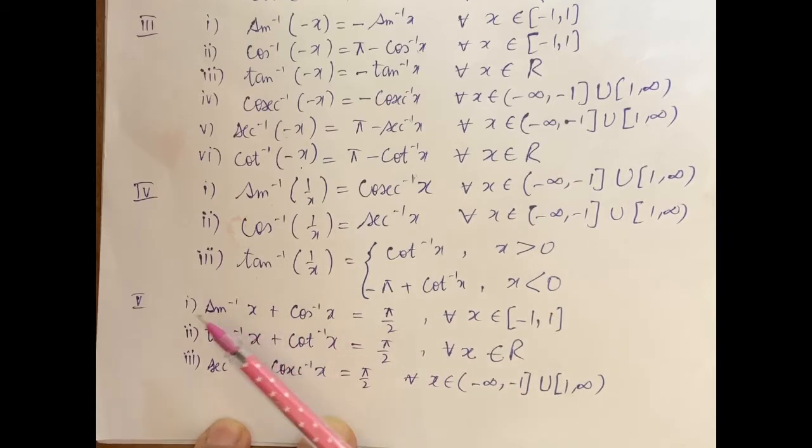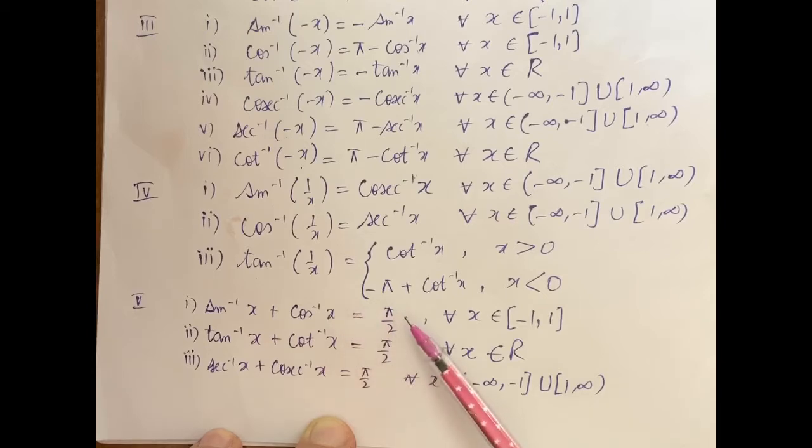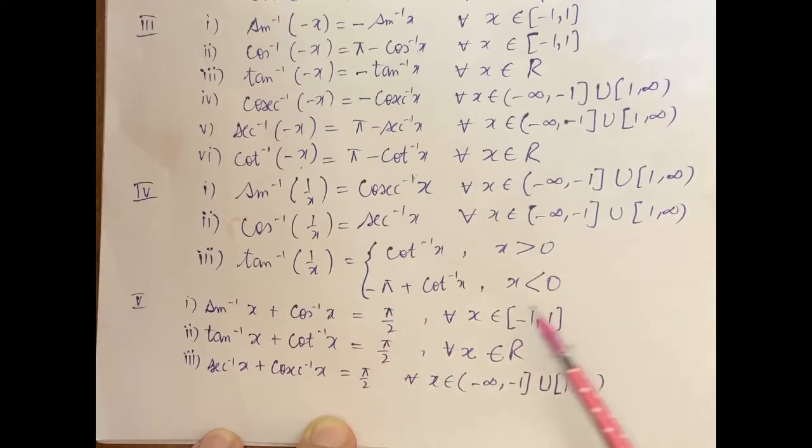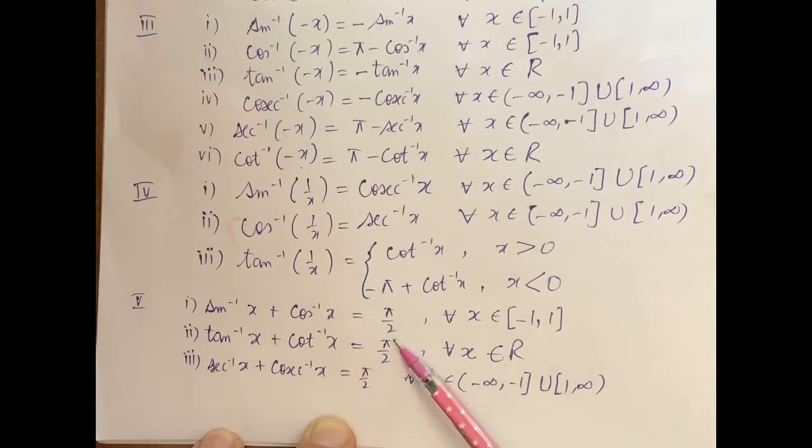And the fifth property: sine inverse of x plus cos inverse of x is pi by 2 for all x in the interval minus 1 to plus 1. Tan inverse of x plus cot inverse of x is also pi by 2 for all real values of x. And secant inverse of x plus cosecant inverse of x is pi by 2 for all x in the interval minus infinity to minus 1 union 1 to infinity.